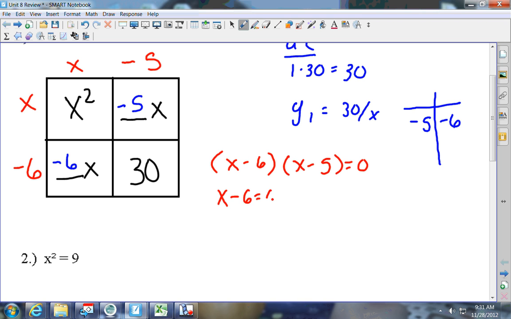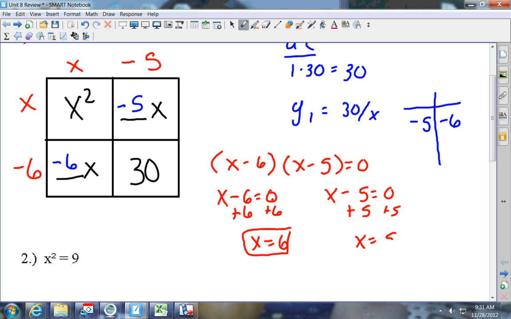X minus 6 equals 0. X minus 5 equals 0. I'm going to add 6 to each side. X equals 6. Add 5 to each side. X equals 5. These are your solutions. These are your x-intercepts.